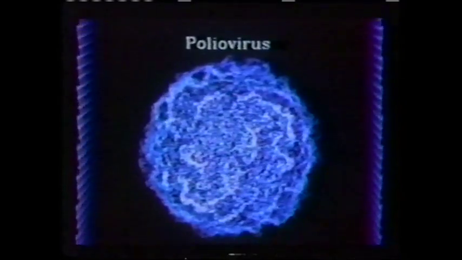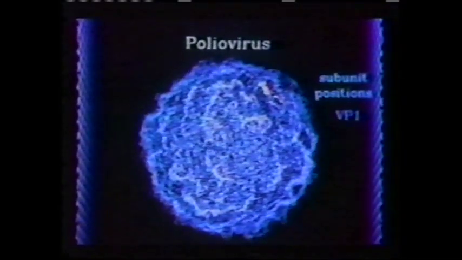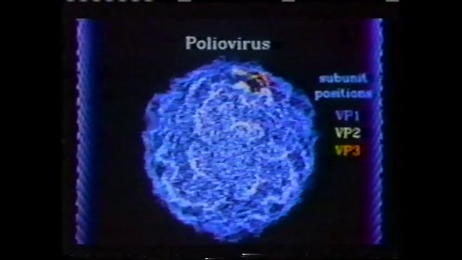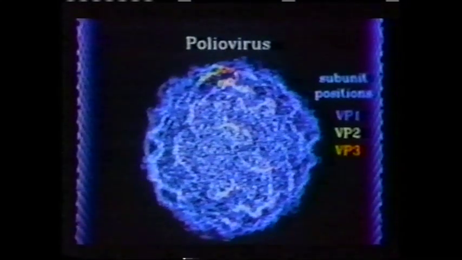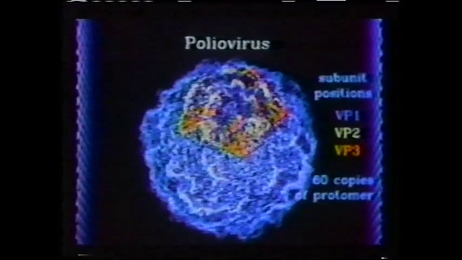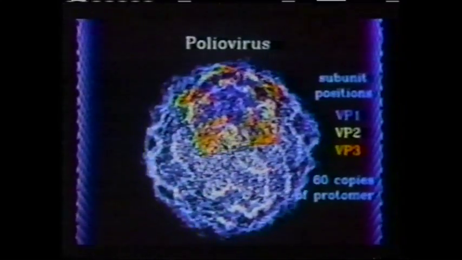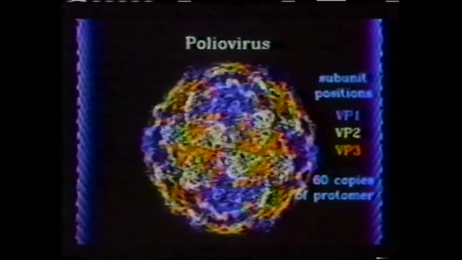The poliovirus capsid consists of 60 copies each of 4 coat proteins, VP1, VP2, VP3, and VP4. Throughout this presentation, VP1 is shown in blue, VP2 in yellow, VP3 in red, and VP4 in green. VP4 is totally internal and is therefore not seen in this view.